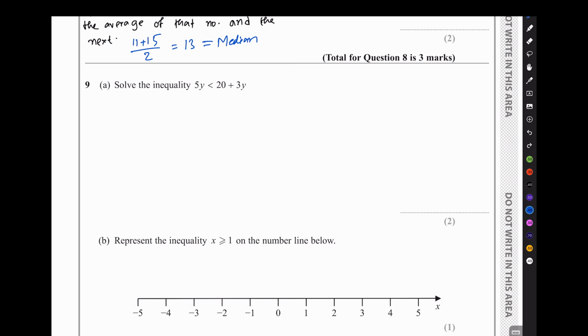Moving on, solve the inequality. This is fairly simple. Taking 3y to the left, this gives me 2y less than 20. So y less than 2.